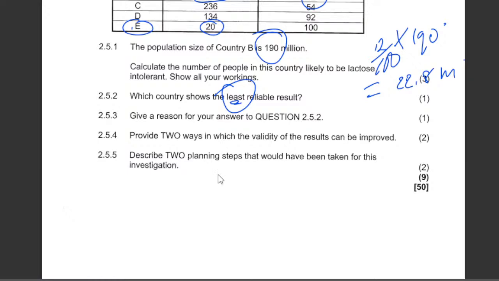Give a reason for your answer. We said that it is because you have used fewer people. Provide 2 ways in which the validity of this experiment can be improved. Validity is about keeping things constant. Yes, use the same number, maybe the age. Remember, age can also affect the people. Same kind of individuals. Yes, you are busy increasing the validity.